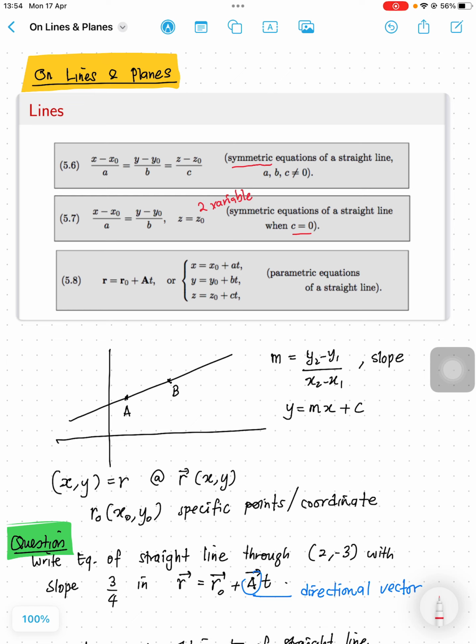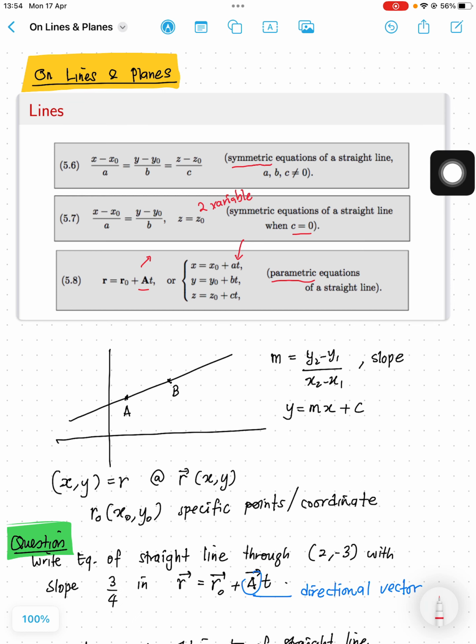So the next one is what we call parametric equations of a straight line, where you have a parameter of t. Okay, so a here, this is what you call the directional vector.